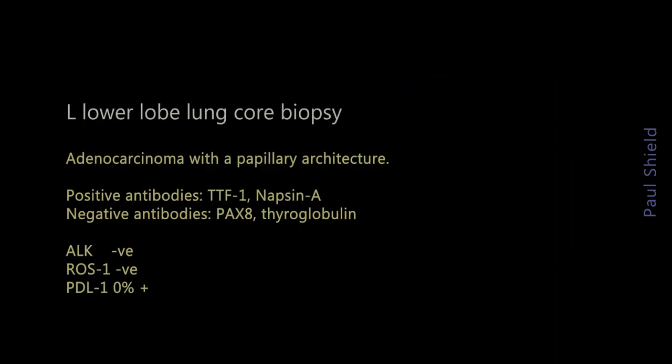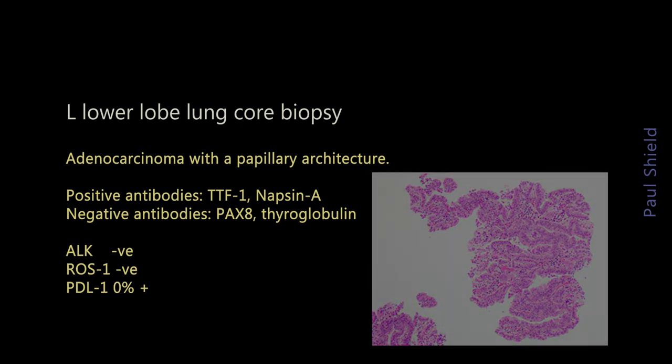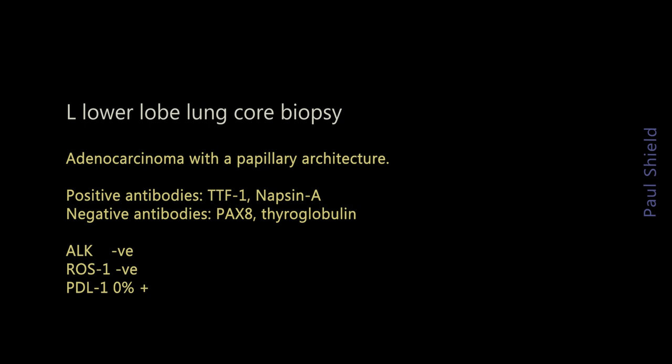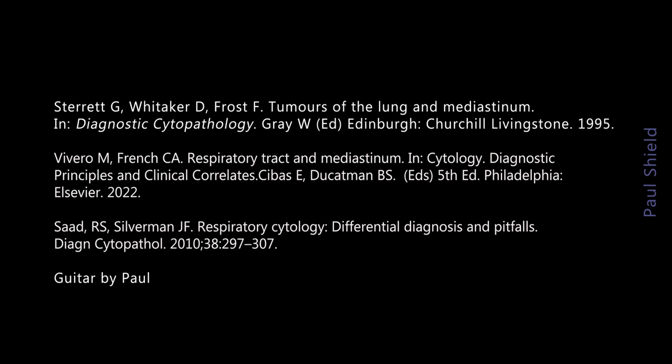The patient went on to have a left lower lobe core biopsy, and this confirmed an adenocarcinoma with papillary architecture. Immunohistochemistry was performed because of the papillary nature of the lesion to rule out a metastasis, and then mutational testing was undertaken as well.